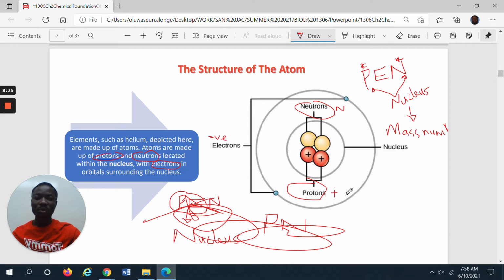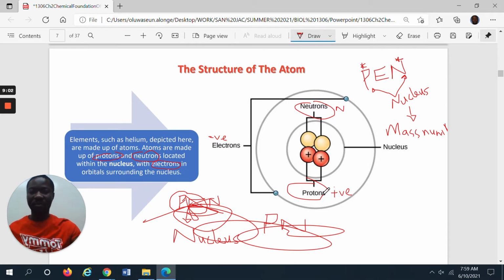Now, I told you the proton and neutron are inside the nucleus, and that's what determines the weight of the atom. But the electron, on the other hand, just revolves around the orbit. You can see it just revolves around the orbit. So the electron does not determine the weight of the atom.